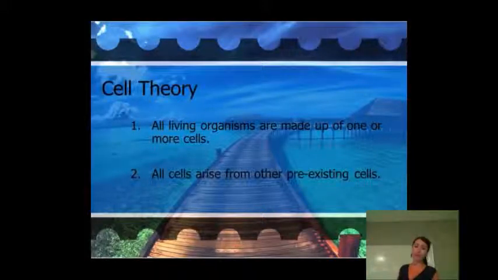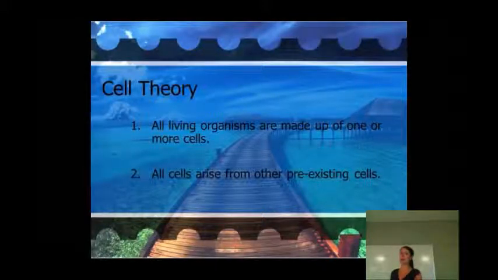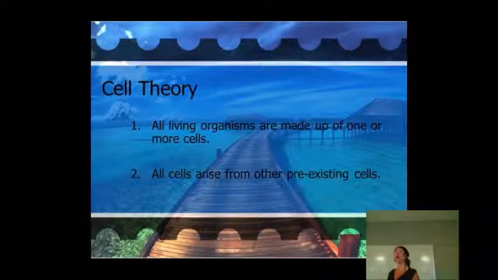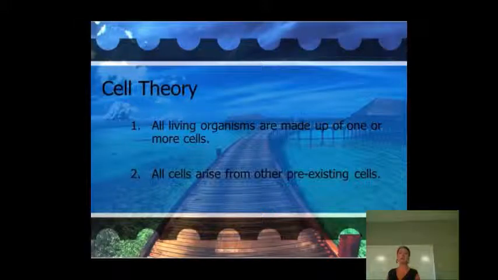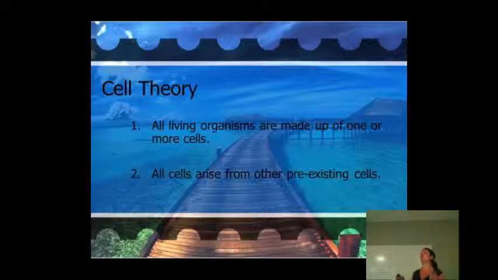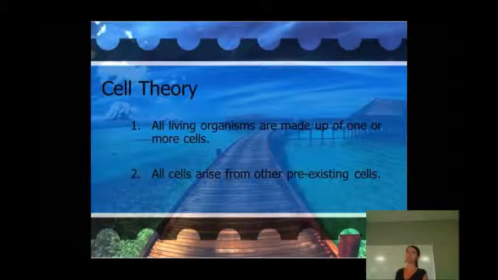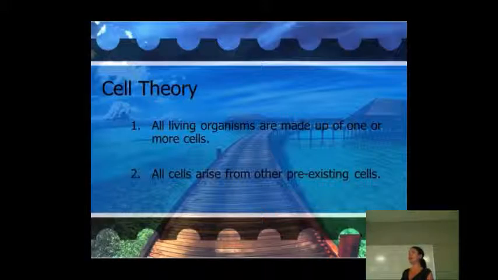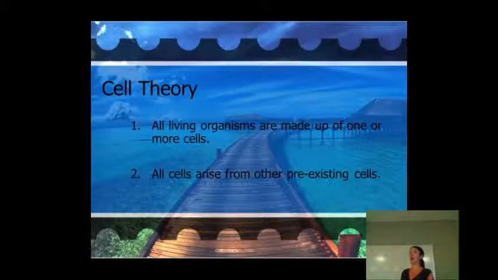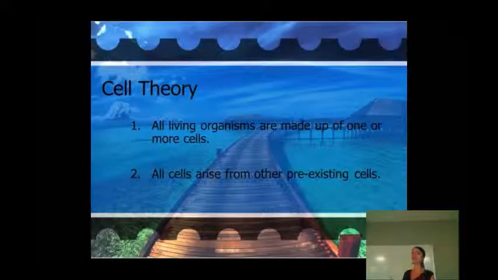So cell theory, like I said, the first tenet of cell theory is that all living organisms are made up of one or more cells. So if you're not made of cells, you are not alive. And then secondly, that all cells arise from other pre-existing cells. Now, as you might notice, that kind of presents a problem for evolution. One that we have questioned: how do we get a living cell from non-living material, from the primordial soup?